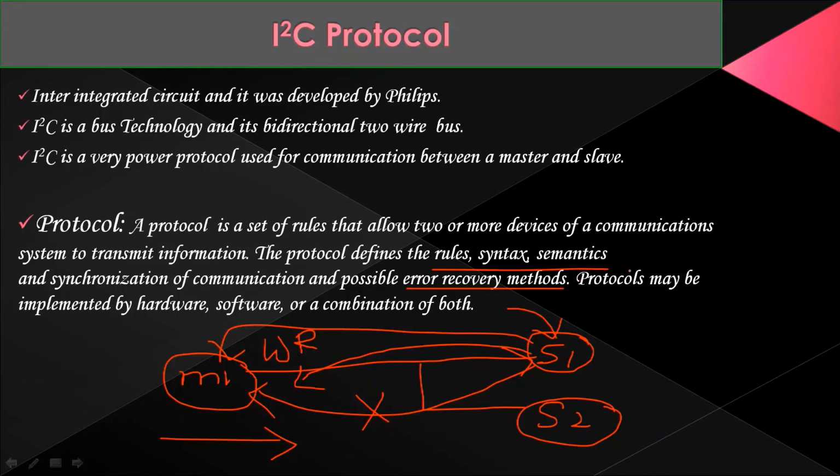Okay, and one more point is the protocols may be implemented by hardware, software, or a combination of both. Embedded system is nothing but a combination of hardware and software. So wherever software is necessary, we need to go for software. Where hardware is required, it is hardware. Sometimes we need a combination of both. We need hardware and software to communicate over the network. I hope you have understood this.